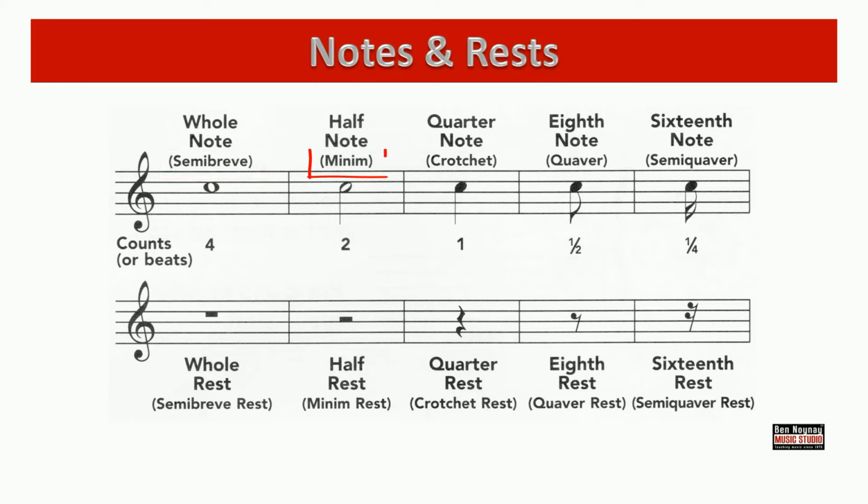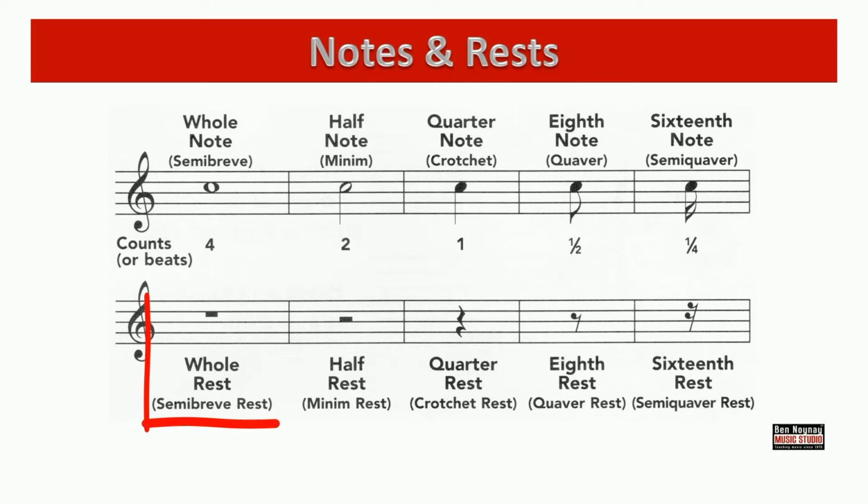The half note is called a minim. The quarter note is called a crotchet. The 8th note is called a quaver. And the 16th note is called a semiquaver. Obviously, the names of the rests also change with the notes.